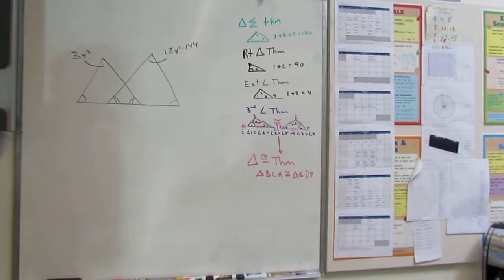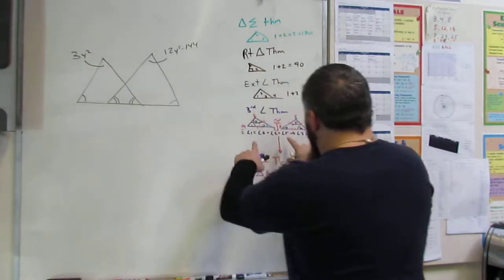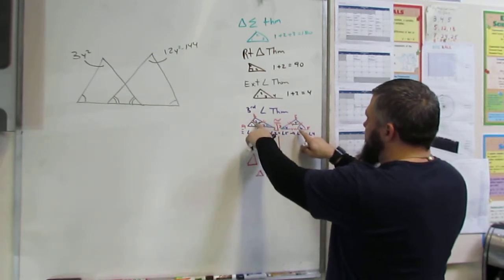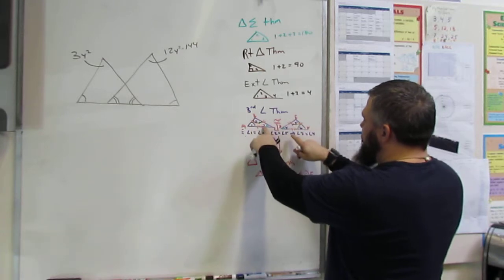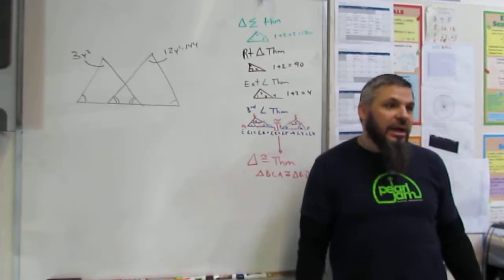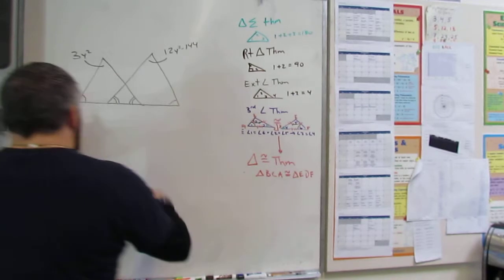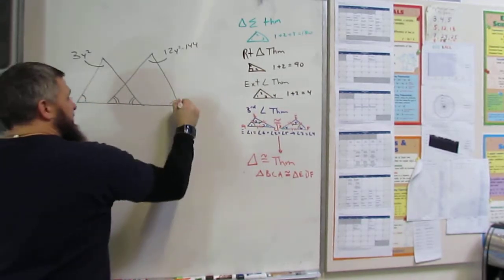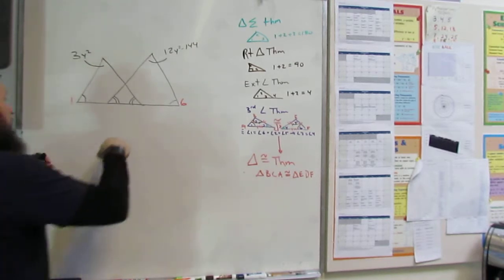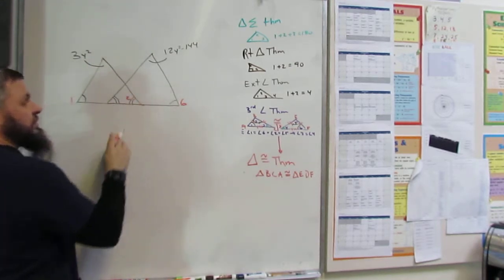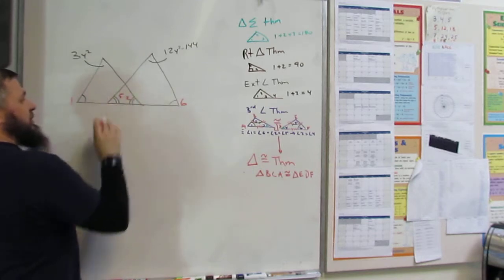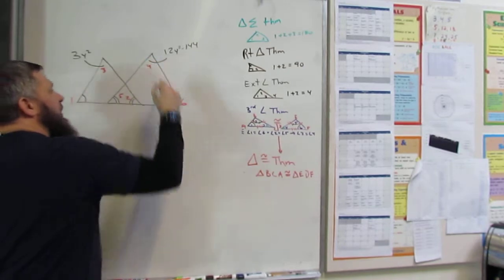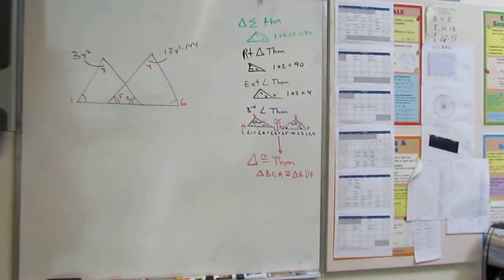We had it. We were there. So 1 is congruent to 6, and 2 is congruent to 5, so 3 is congruent to 4. Right? So these two are congruent. Which means what?